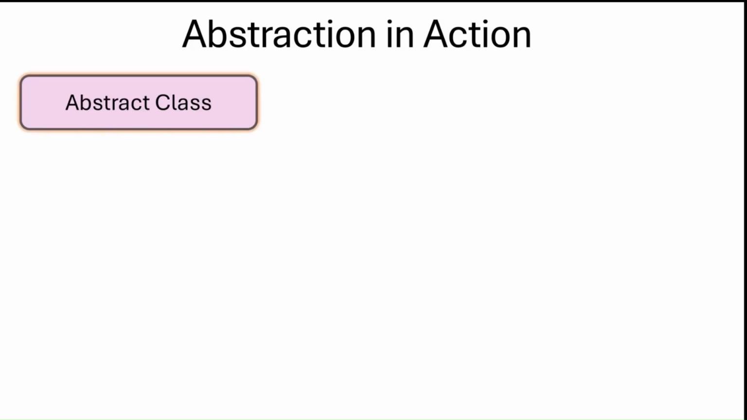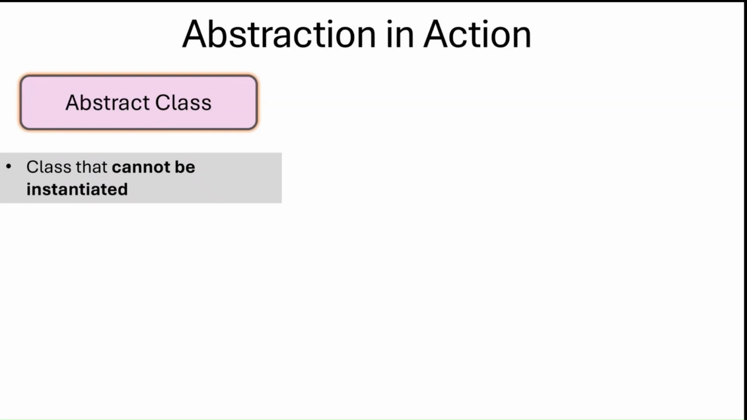Abstraction in action. Different languages achieve abstraction in different ways. So we'll understand how abstraction is achieved in Java. In Java, there is a concept called abstract class, which can be used to achieve abstraction. So what is an abstract class?